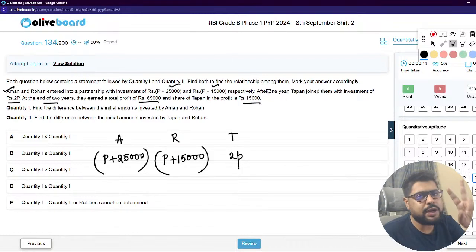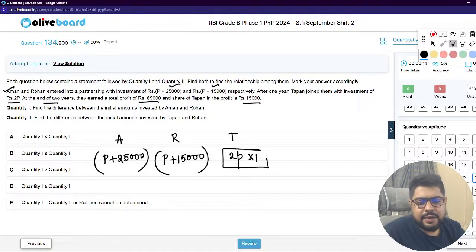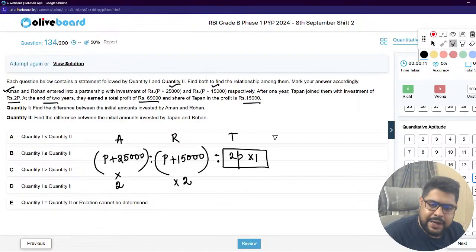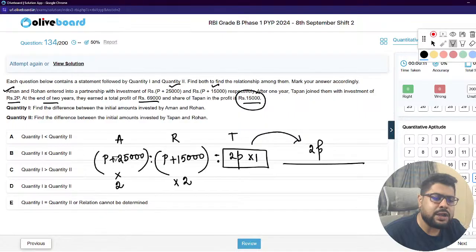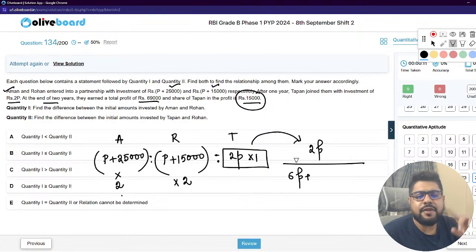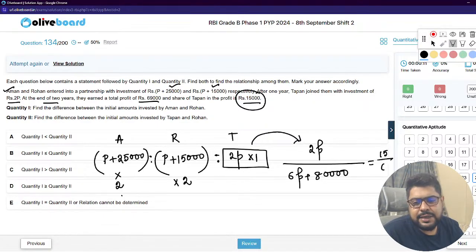But there is a problem. 2 years is the tenure, sir. Tapan was there for the last 1 year, but Aman and Rohan, both of them, were there for the entire 2 years. So now Tapan is getting 15,000. Let's figure out Tapan's share. Tapan will get 2P amount out of the total, sir: 4P plus 2P, 6P, plus 15 and 25, 42 thousand, are 80,000 rupees. This is the total. Out of that, Tapan will get 15,000 out of 69,000.